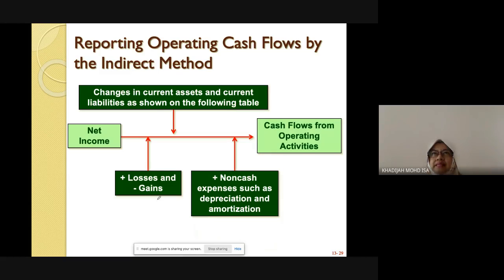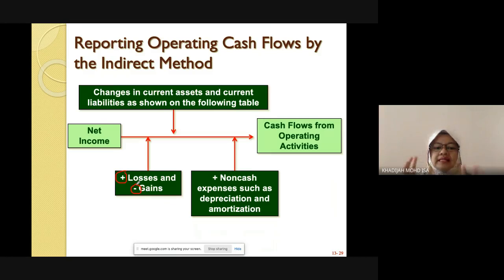So what happened here is that you start from net profit because you want to reconcile between your net income and your net cash. Remember that income is not necessarily the same as how much cash that you have. So that's why you have to do a reconciliation. So for example, losses and gains, you have to do an adjustment. You add back losses. Remember this sign: losses is a plus, gain is a minus.